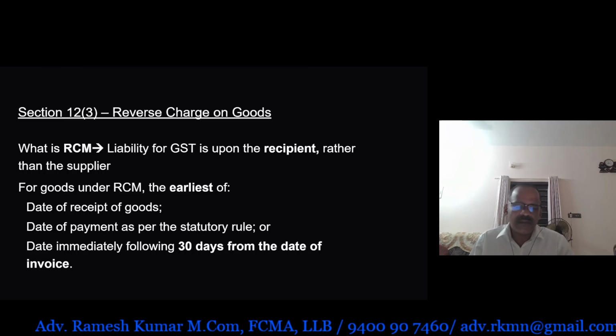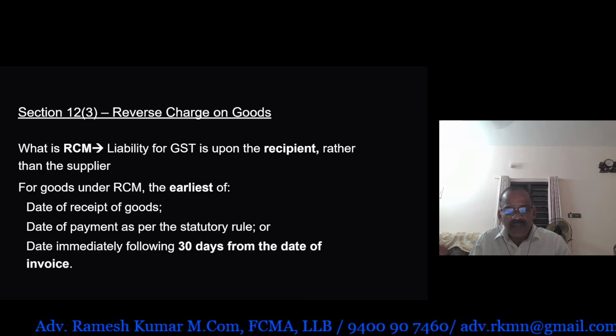Let us take an example. Suppose the supplier's invoice is dated 1st August. The goods are received on 5th August. Payment is made on 20th August. So we have 3 dates: 1st, 5th, and 20th.